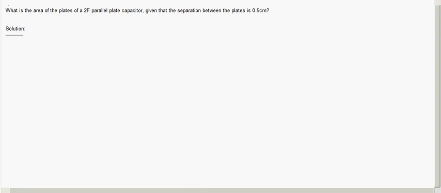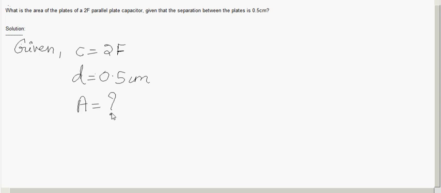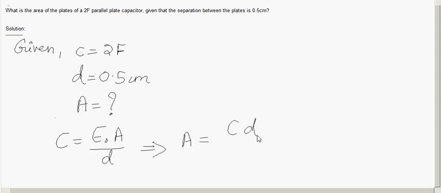Here we are given with the value of C. Given C is 2 farad and the separation between the plates is 0.5 centimeter. He is asking what is area. We have C is epsilon naught A by d. From this, A is Cd by epsilon naught.